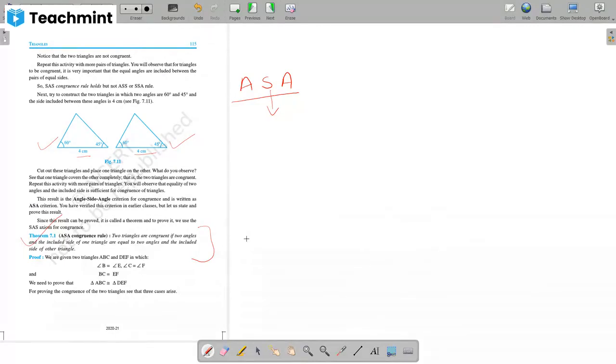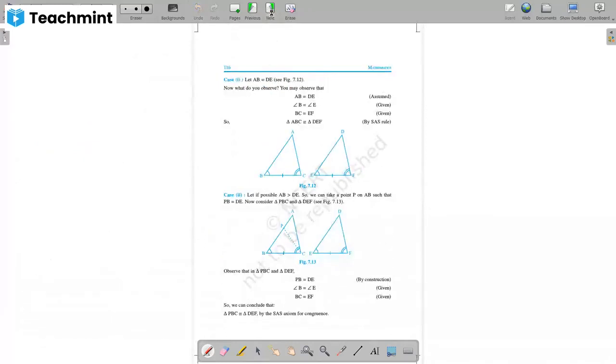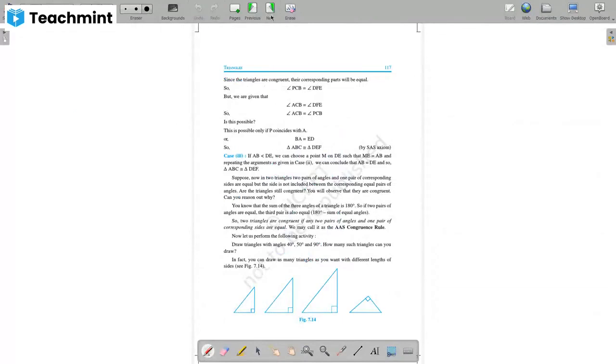The only thing is you should know how to visualize everything, how triangles are rotating and overlapping on each other. If you can visualize these figures, you can easily solve any question given in this chapter, or you can prove any theorem. So this is our angle side angle congruency rule. This is the proof of the theorem, which we will discuss later.